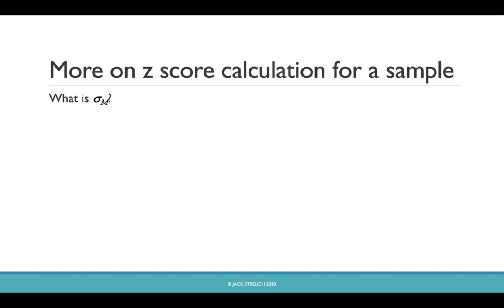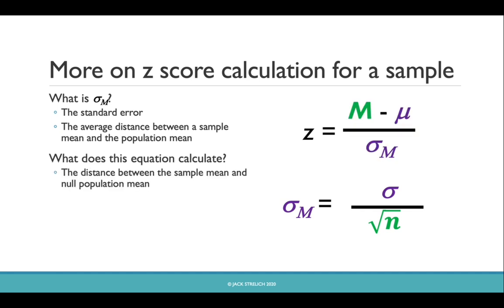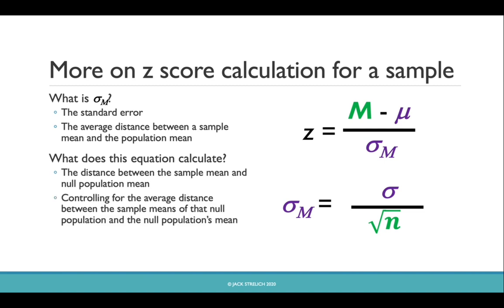So, what is sigma sub M? This is the standard error. In other words, the average distance between a sample mean and the population mean. We can find the standard error by dividing the population standard deviation by the square root of our sample size. Once we've figured out the standard error, we can then use the z-score to calculate the distance between the sample mean and the null population mean, controlling for the average distance between the sample means of that null population and the null population's mean.